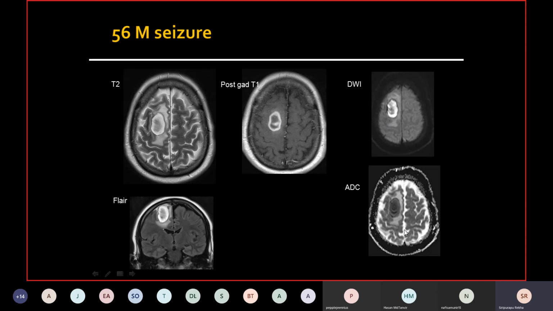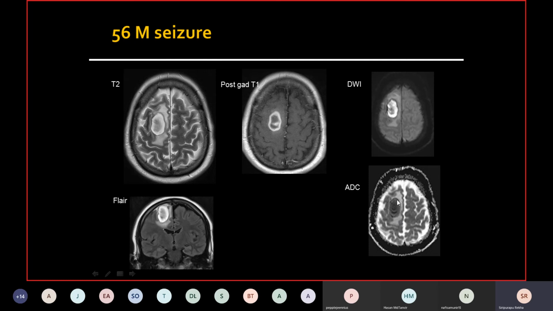Now, it is very important, and this is one thing I'd like you to take away from this: everything that shows restricted diffusivity is not an abscess. And I know, especially for neurosurgeons, you get referred scans for query abscess a lot.